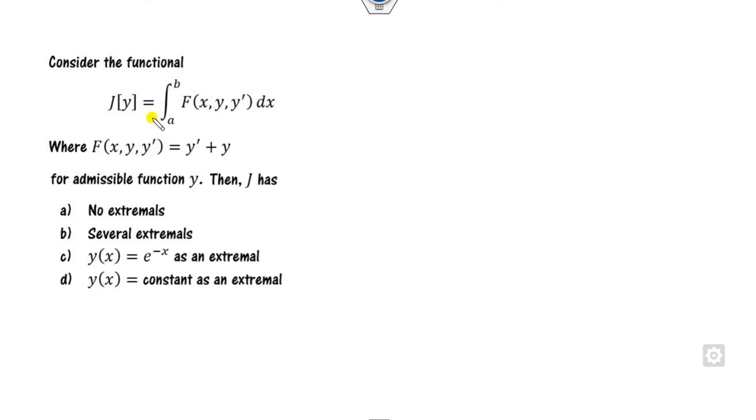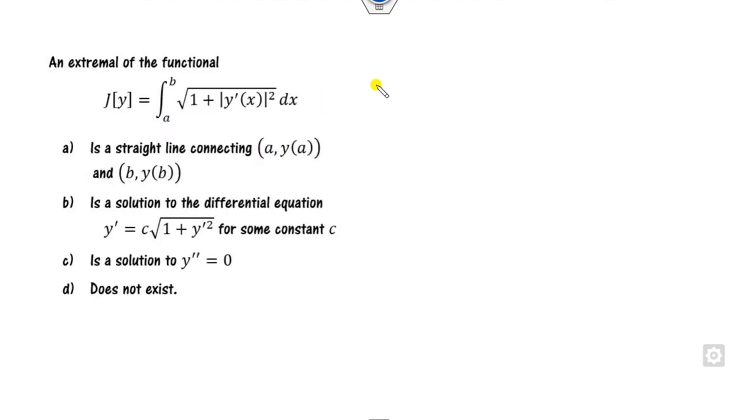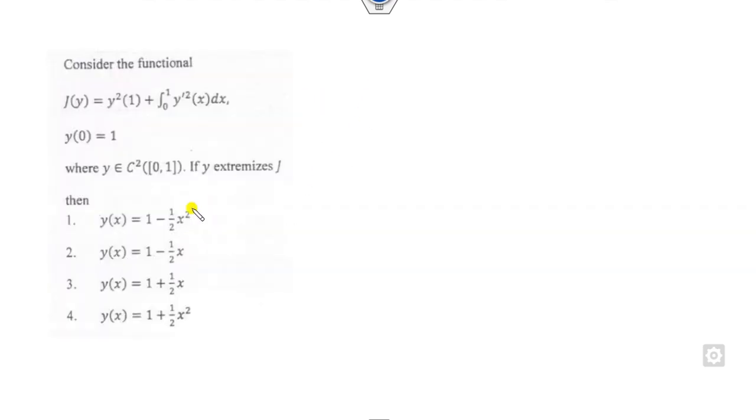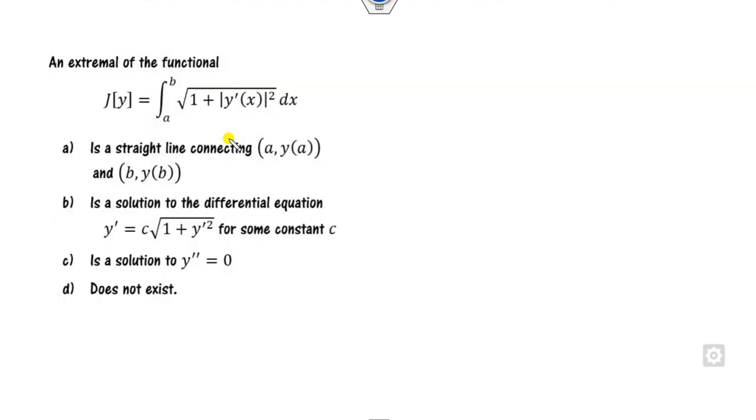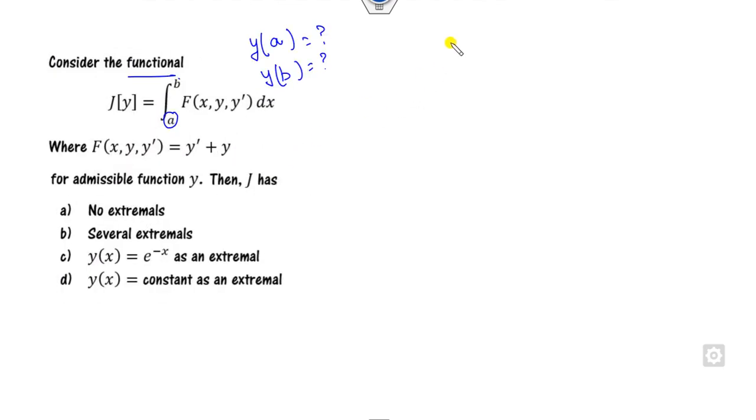Now here, this is the condition of the extremal. You can see the functional is there, but the most important thing is that you need some initial conditions. What are those initial conditions? About the point A and the point B. But in this question, they are not given to you. Like in the next question, you can see some initial conditions are given to you. In this question, boundary conditions are given to you, but here they are not given. Then you can start with the Euler equation.